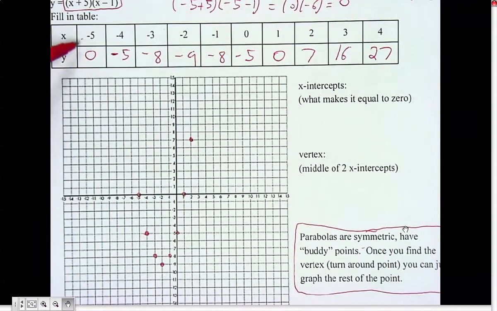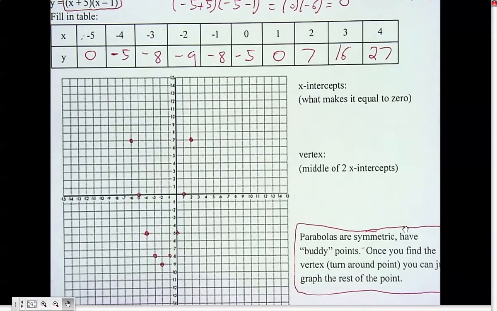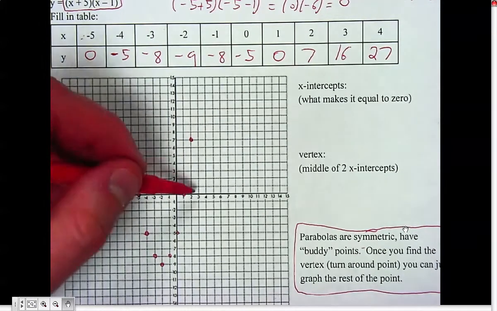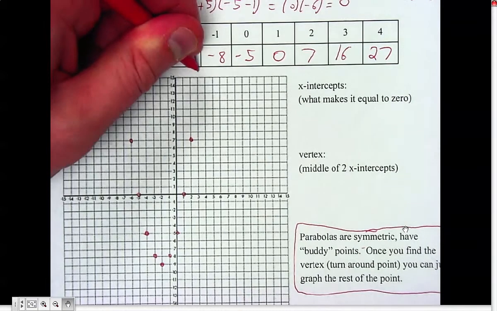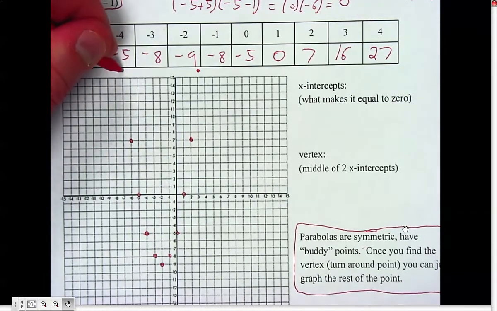When I go to 2 from my table, I know I'm up at 7. Even though I didn't fill out the table back to the left of -5, I know there's a buddy point over here. So I go 1 more x over, and I know there's a point there at 7 as well. And then 3 is 16. That's just off our grid there. I'll put it there. Again, the next buddy point would match up 1 over here. One over here. And so we get that nice symmetry.